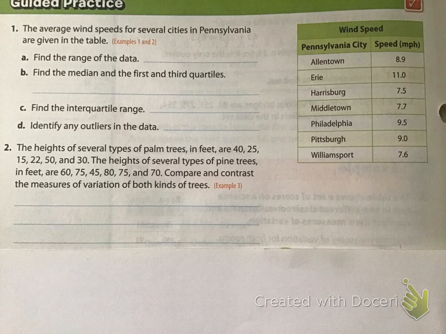So let's do the guided practice together. First, this is really easy. Find the range of the data. So we're going to look for our biggest number, which is 11. And we're going to look for our smallest number, which is 7.5. 11 minus 7.5 is 3 5/10.